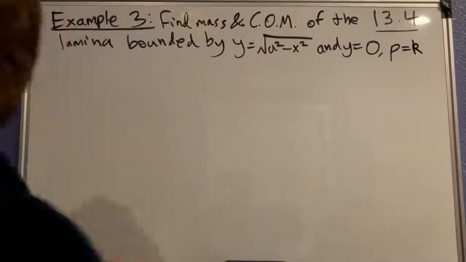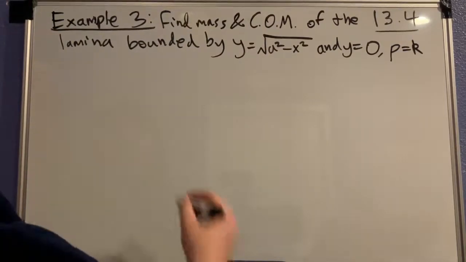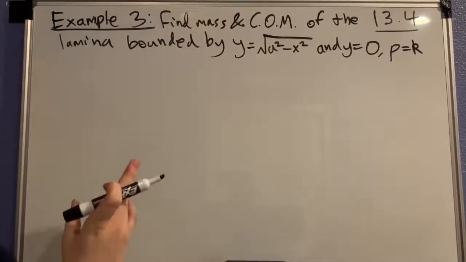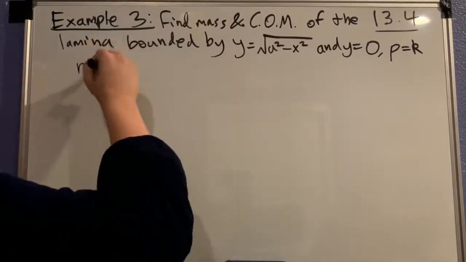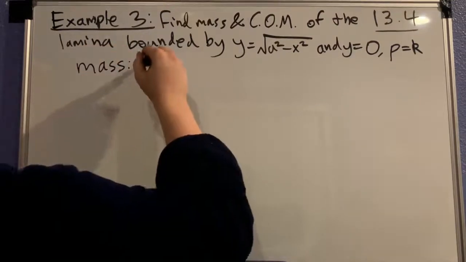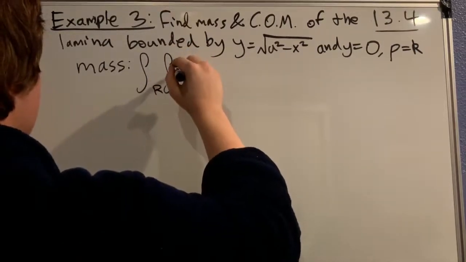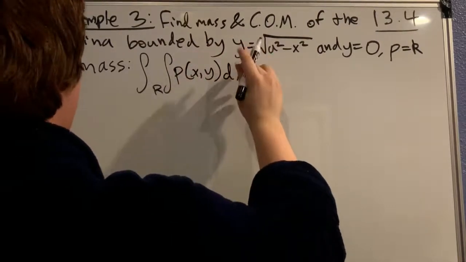Now, you might want to pause it and try it for yourself, using the formulas I just gave you, and unpause it when you want to see the answer. Okay, so the first objective we want to do is find the mass, because that is the first thing we need for both the mass and the center of mass. So first is finding the mass. Remember that the formula is the double integral over region R of, what is it, the density function with respect to the area.